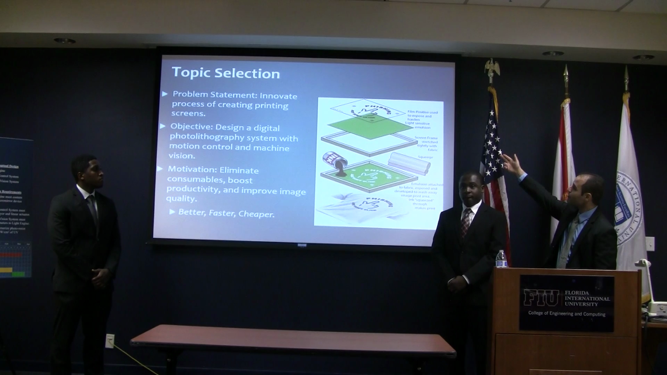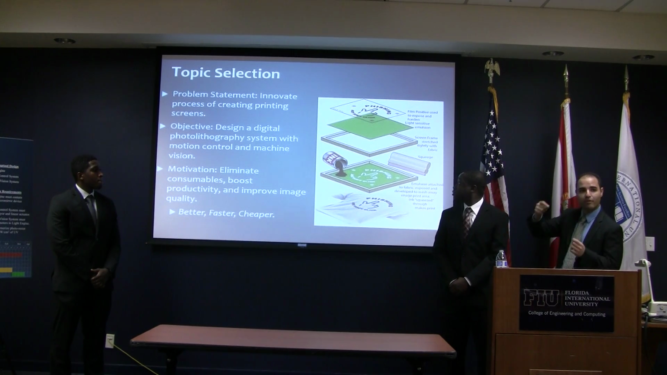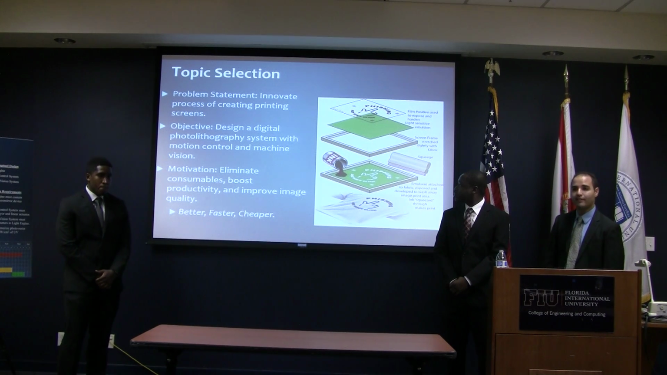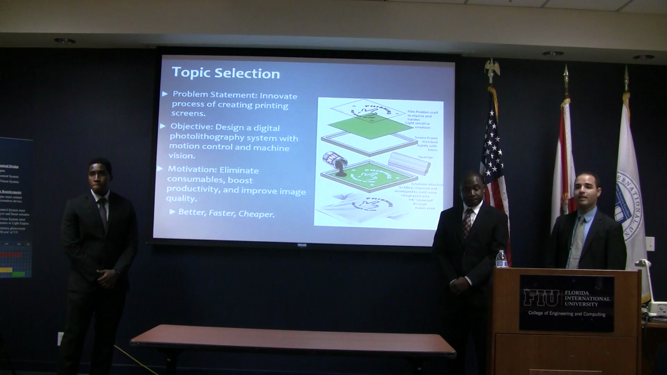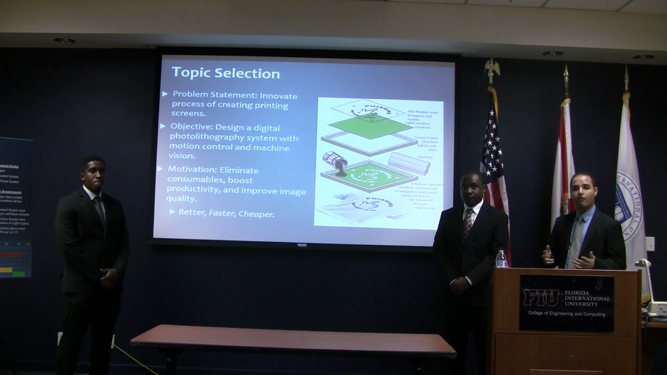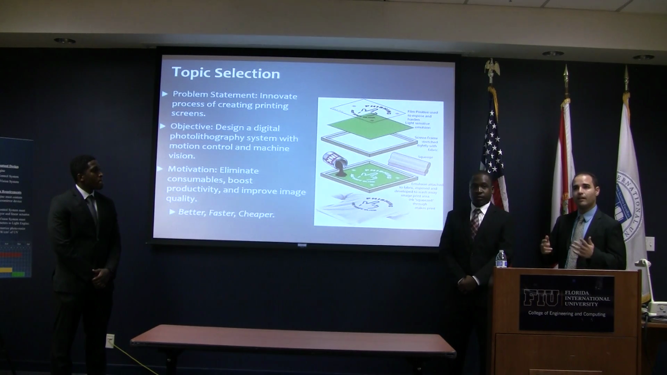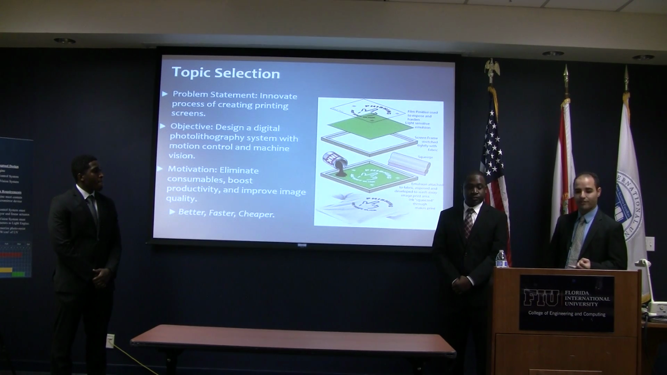Pictured at the very top is what's called a film positive, which is printed on polyester film. Other motivations are to boost productivity and to improve image quality. So essentially, our goals are to make the process of creating printing screens better, faster, and cheaper.